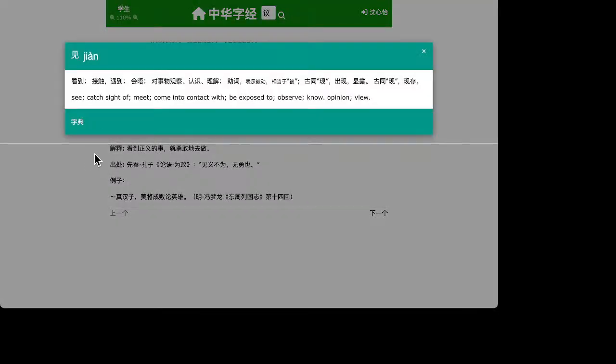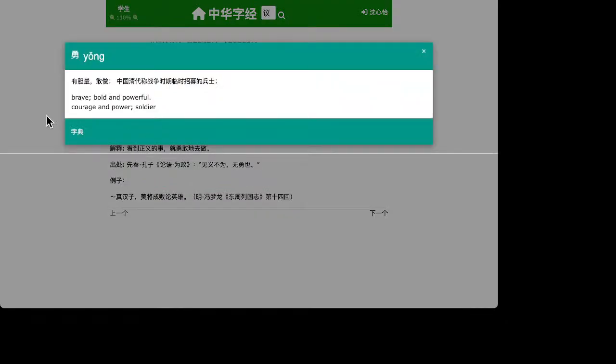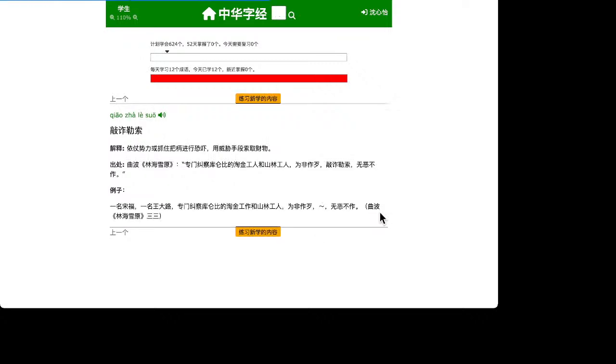This is the one for seeing, and this is the one for the appearance of something, and this is brave, bold, and powerful, and this is doing, acting. 看到正义的事就勇敢地去做. So this is if you see an opportunity to do good, you gotta boldly go and do it. 见义勇为. You see, yes, that is what that means.